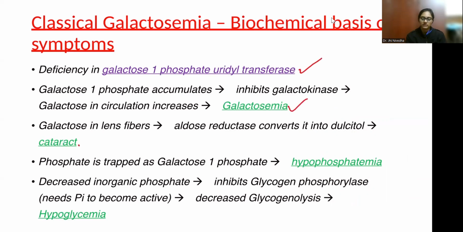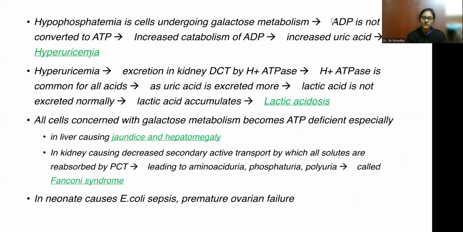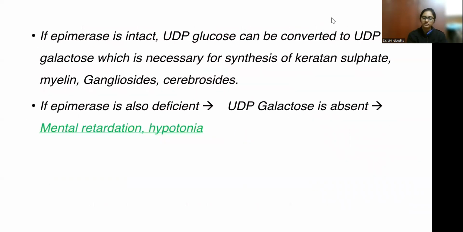Then there is cataract formation, hypophosphatemia, hypoglycemia, hyperuricemia, lactic acidosis, jaundice, hepatomegaly, Fanconi syndrome, and mental retardation, hypotonia. All right.